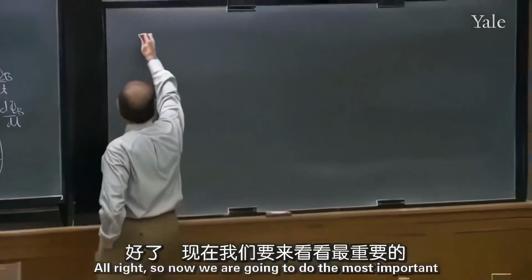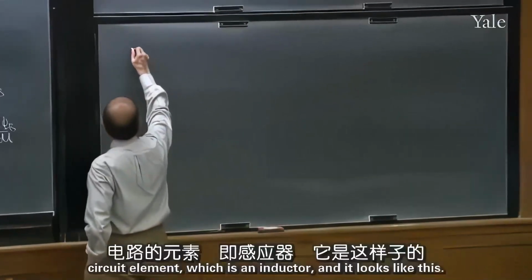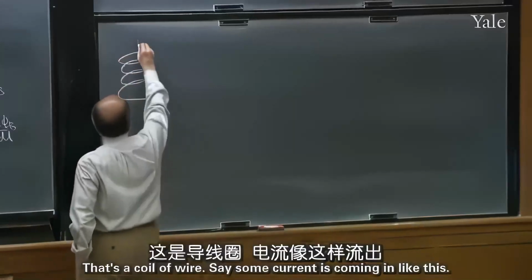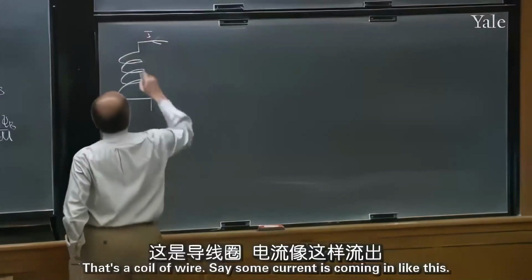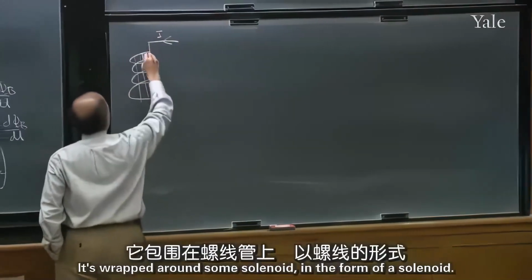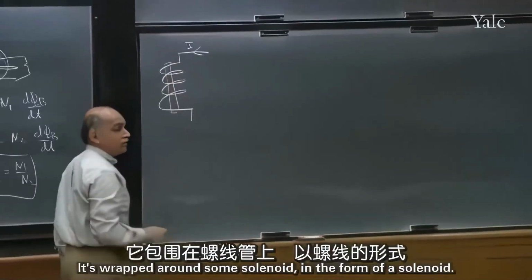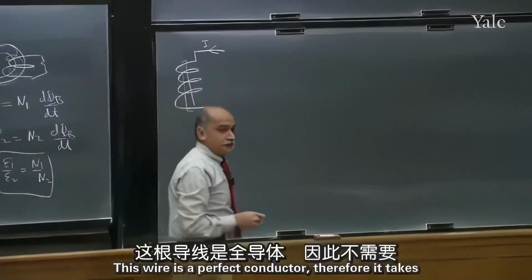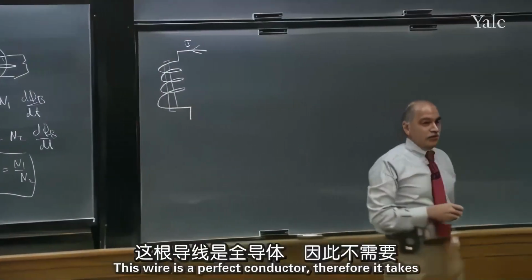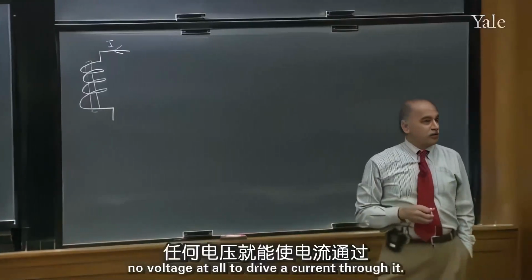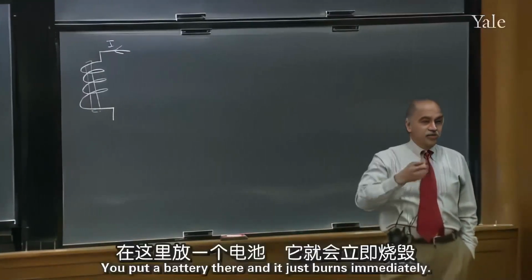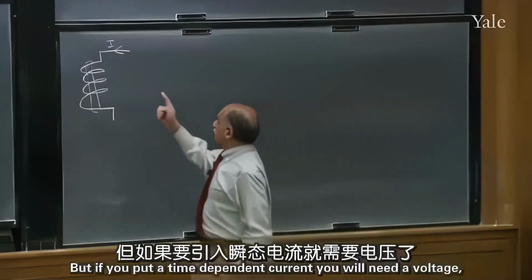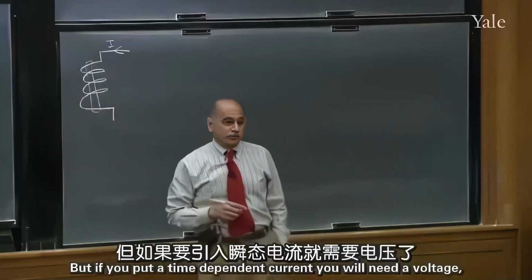All right, so now we are going to do the most important circuit element, which is an inductor, and it looks like this. That's a coil of wire. Say some current is coming in like this. It's wrapped around some solenoid in the form of a solenoid. This wire is a perfect conductor. Therefore, it takes no voltage at all to drive a current through it. If you put a battery there, it will just burn immediately. But if you put a time-dependent current, you will need a voltage.